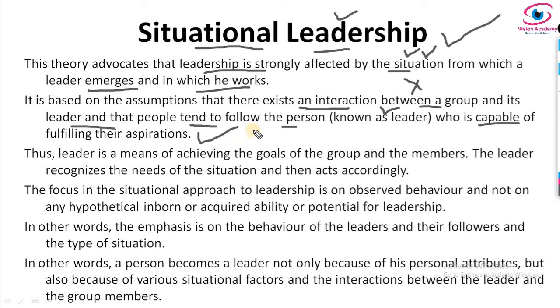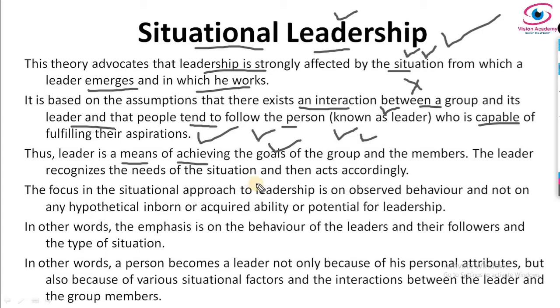I am telling this because people follow the leader as a means of achieving the goals of the group. If some task must be fulfilled by a group, they have to follow the leader. That is very important, because the leader is a means of achieving goals for the group in situational theory.